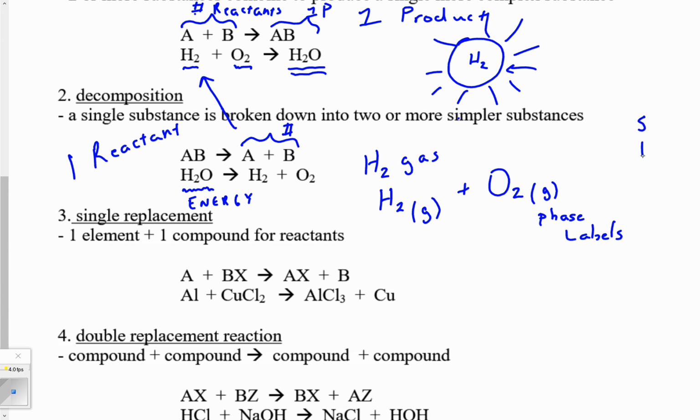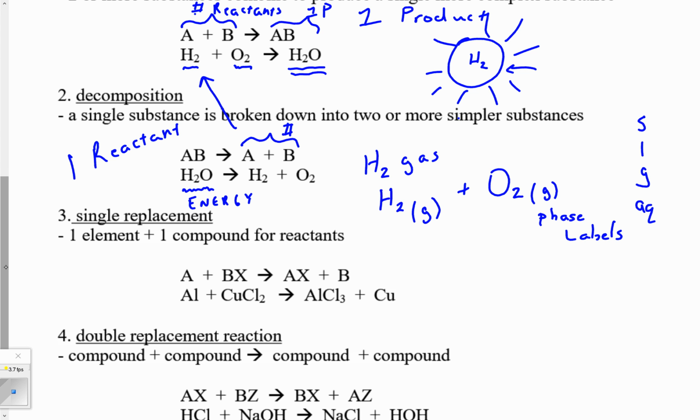You'll see things like this. S, L, G, and AQ are the phase labels your teacher might throw at you. S just means a solid. L means it's a liquid. G, it's a gas. AQ is aqueous. It means it's dissolved in water. For a lot of reactions to take place, you actually have to dissolve the substance in water before it's able to react, and so we call that an aqueous solution. I did not put that in any of these because it junks up the reactions and what I'm trying to teach you.